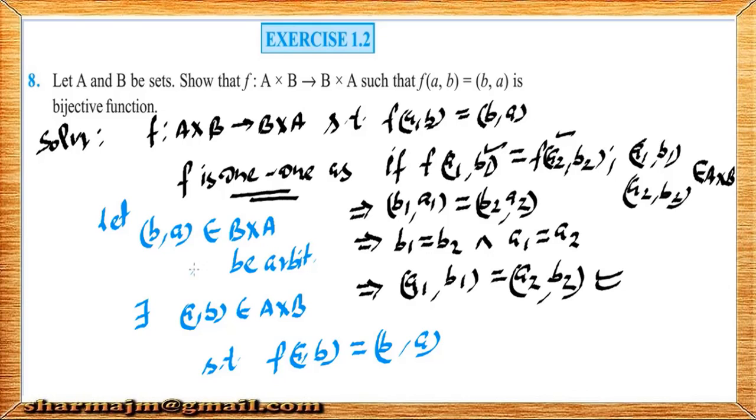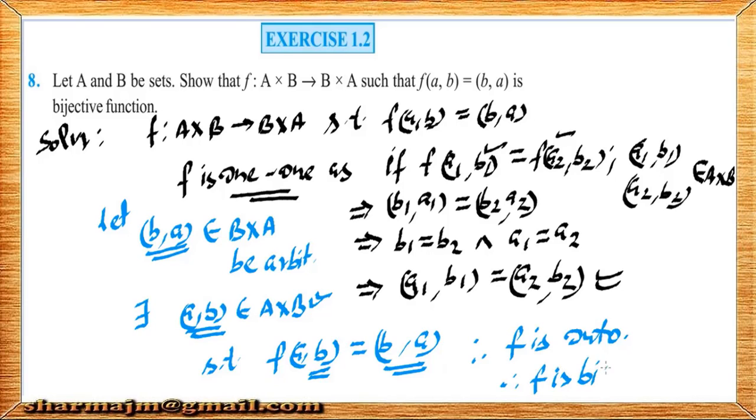So we see for every ordered pair (b, a), there exists some element ordered pair (a, b) in domain such that f of that element is ordered pair (b, a). Therefore, f is onto. And since this function is 1-1 and onto, therefore we can declare f is bijective function. In this way we can do this question.